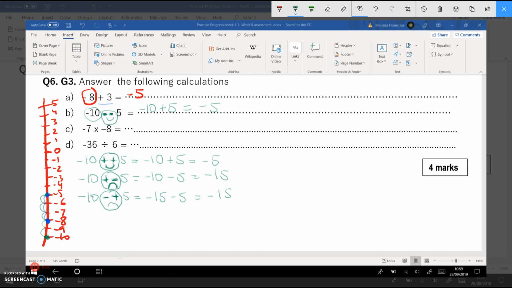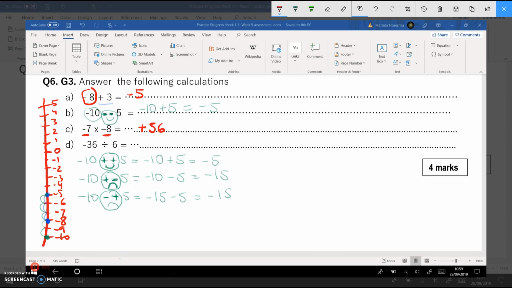The same rule will apply when it comes to multiplying and dividing. But the only difference is that when multiplying and dividing, you don't have the signs next to each other. So looking at this one, for example, we've got minus 7 times minus 8. So a minus and a minus, they're both negative, so both the same. That means the answer will have a plus. 7 times 8 is 56, so the answer is just 56. You don't need to have a positive sign in front, but it does not matter if you do.